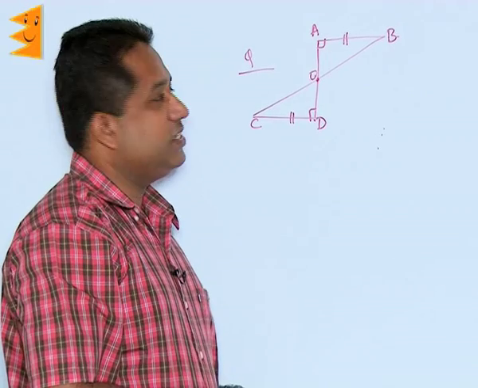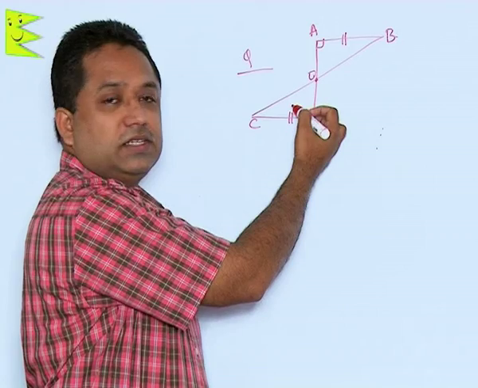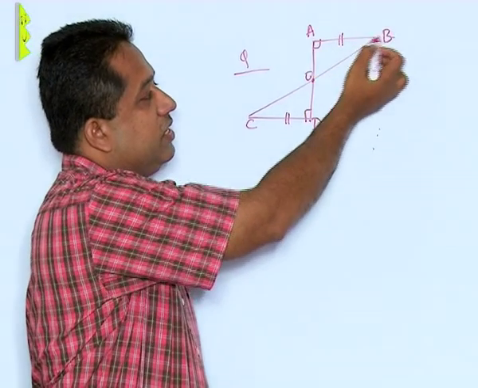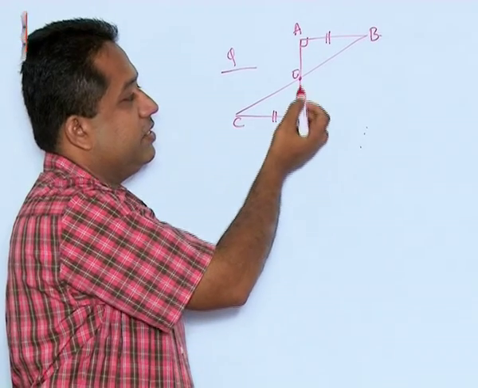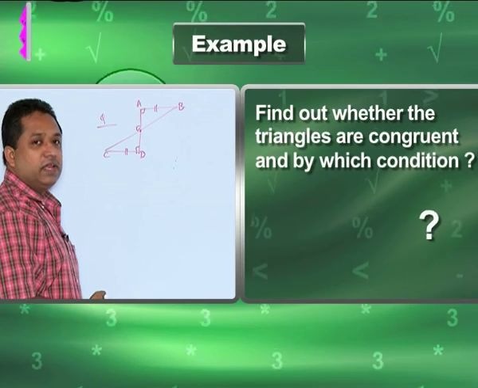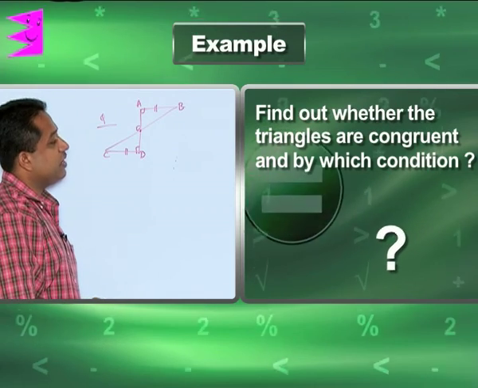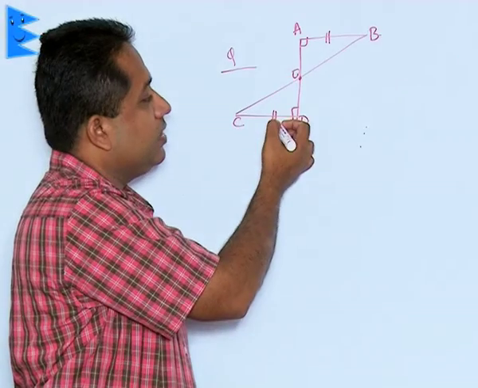Let us look at this question where we have a figure with two triangles. The first triangle you can see here is AOB, and the second triangle you are finding here is COD. Now we have to find out whether the triangles are congruent, and if they are congruent, by which condition they are congruent. So let us look at this equal sign here.